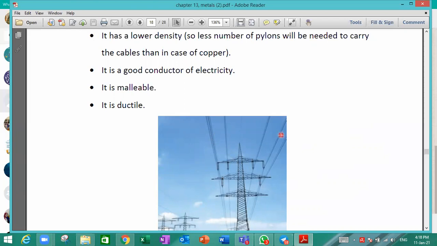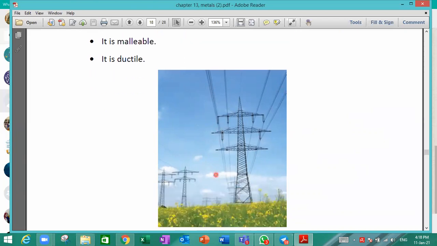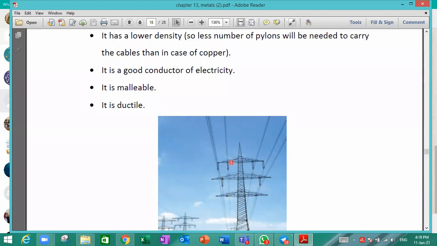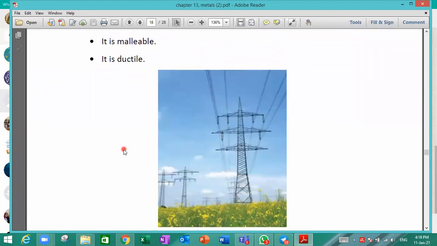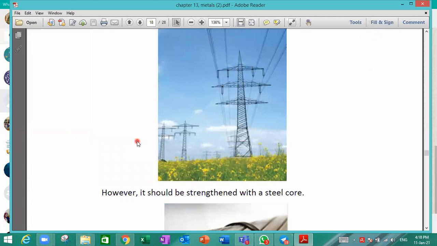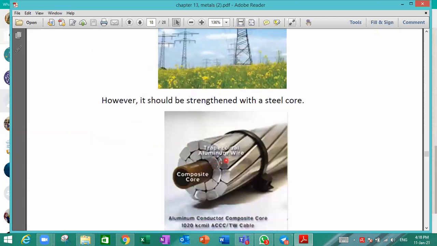And as it is less dense than copper, we will not need to put many pylons. We only have to add a smaller number of pylons. If we use copper instead, we will need many more pylons, because copper is heavy and dense. And also aluminium is a good conductor of electricity. It is malleable and ductile, so we can use it in overhead cables. But in order to strengthen the aluminium, a steel core is placed in the middle, and then surrounded by aluminium.